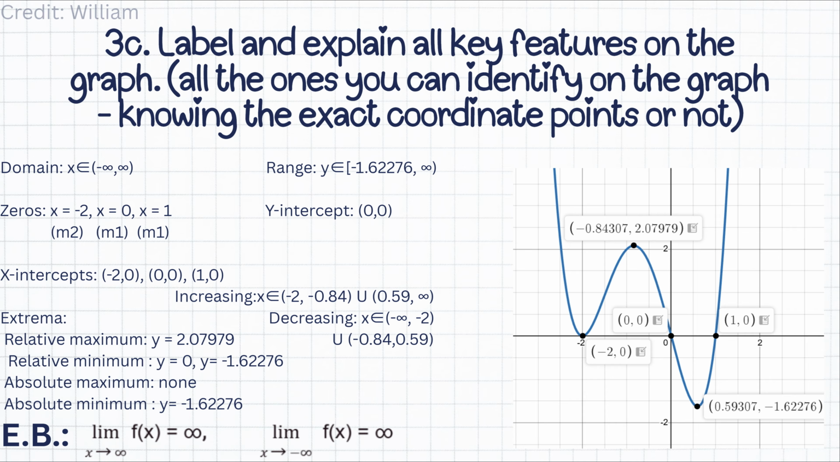For the extrema, there is a relative maximum at y equals 2.07, and the relative minimum at y equals 0, and y equals -1.6226. However, there is no absolute maximum because the graph goes on infinitely in the upwards direction. There is an absolute minimum, however, at y equals -1.6. This graph is increasing when x is an element of 0.13 to 2.53. This graph is decreasing when x is an element of -infinity to 0.13 and 2.53 to infinity.